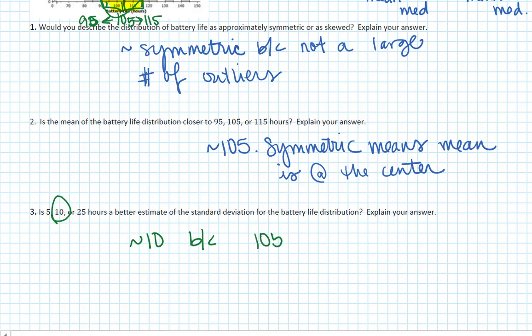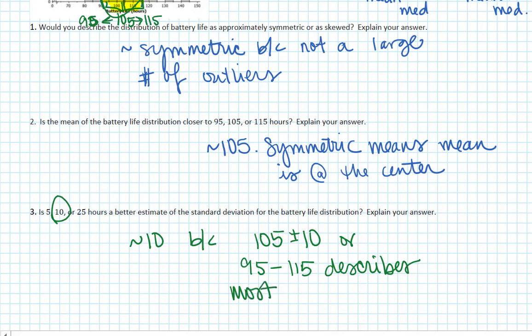Which means that it's probably going to be closest to about 10, because 105 plus or minus 10, or 95 to 115, describes most, or about 70%, of my data.